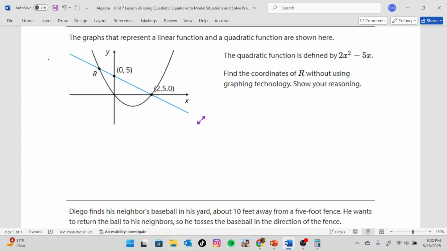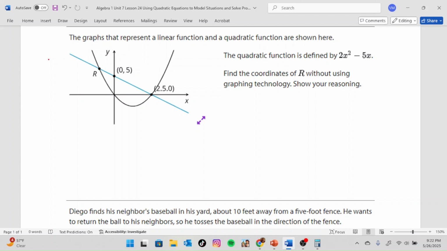So they've given us the function for the quadratic, but not for the linear. So that's the first thing we need to do. We need to model this linear function. I know that I have 2 points here. I see that I have the y-intercept. So what I can do is find the slope-intercept form.